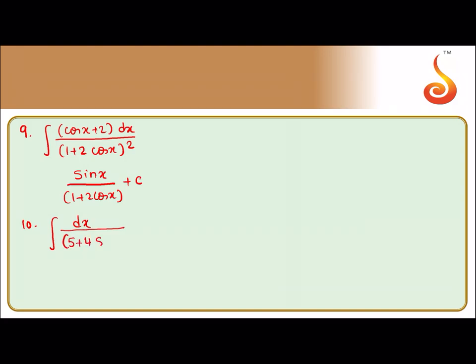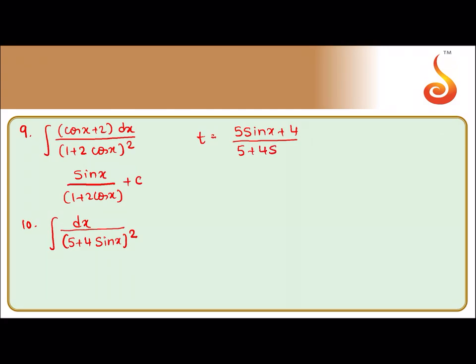Example 10. Integral dx by (5 plus 4 sin x) whole square. A lot of students make mistakes in this also. Again, you have to rearrange in such a way that you get the derivative. How to get it? If you observe very carefully, a little practice is required for this type of problem.